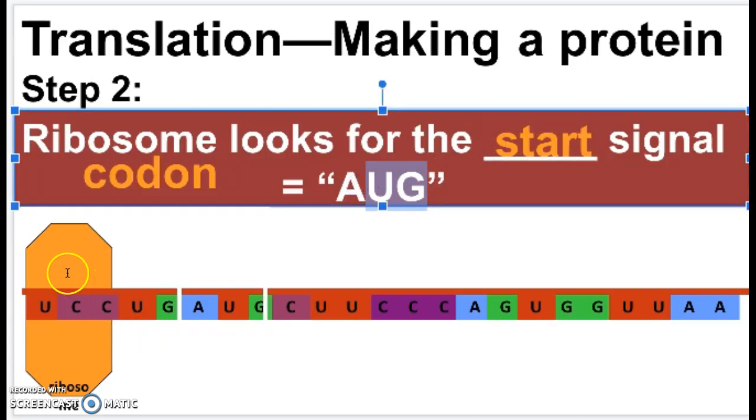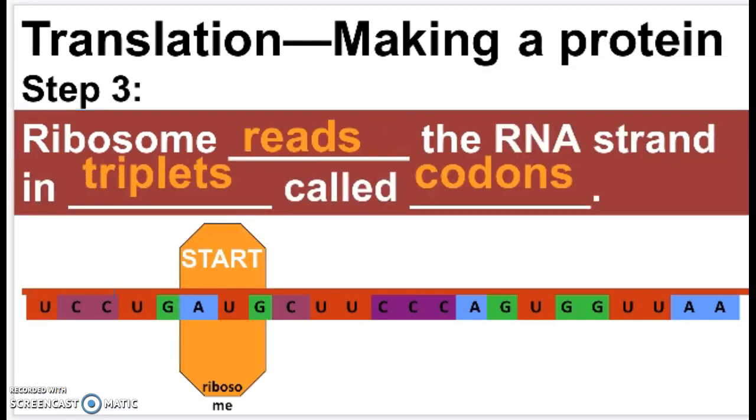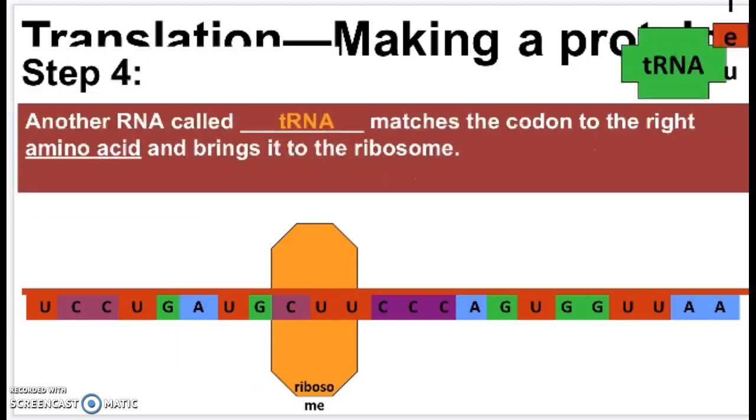So the ribosome is gonna read. It's gonna go through and read each triplet until it finds AUG. So here it found AUG. This is the start, so it's gonna start the process of translation. Here comes a protein. Not a protein. Here comes a molecule called tRNA. tRNA is gonna come in, and it's gonna bring the appropriate amino acid to the ribosome.